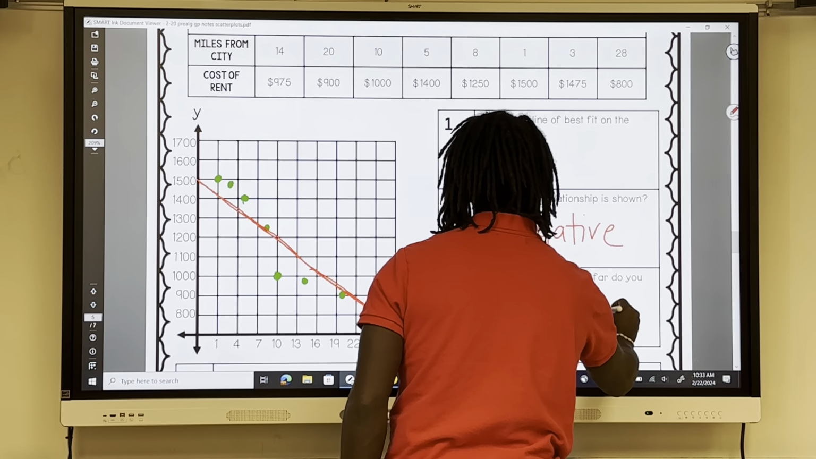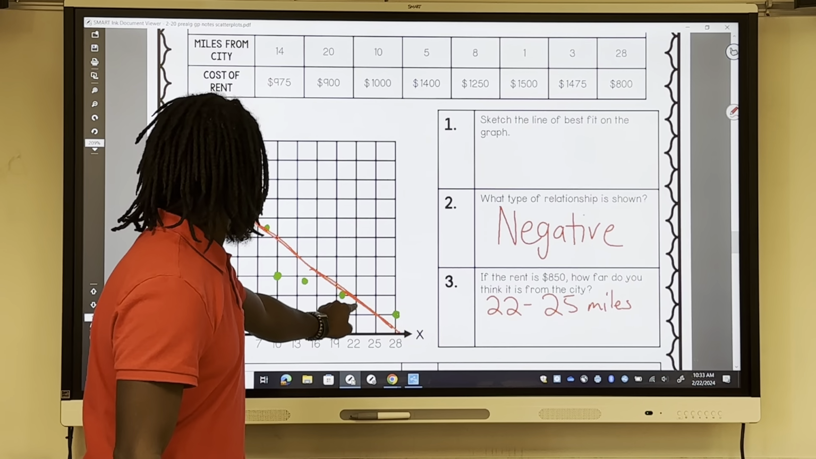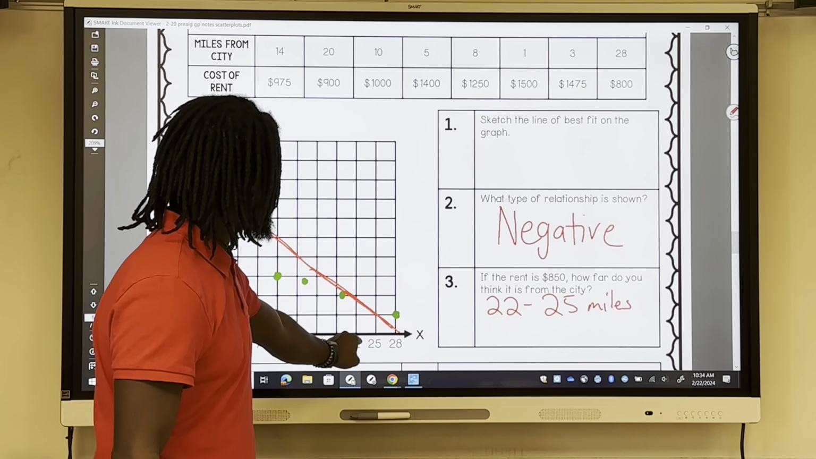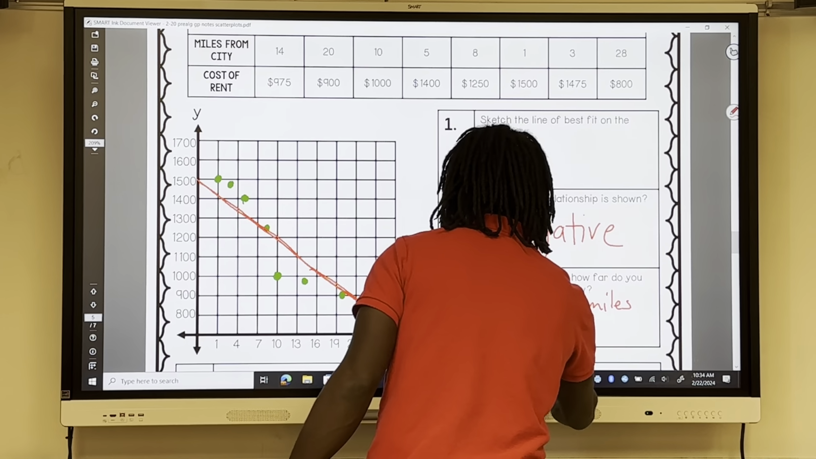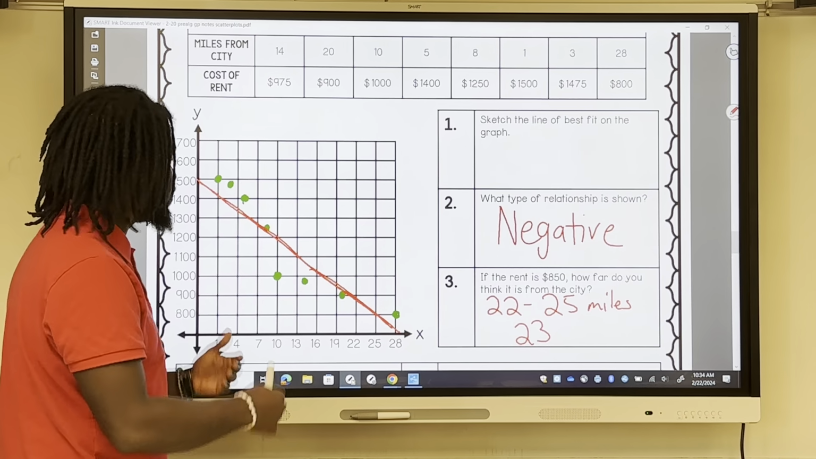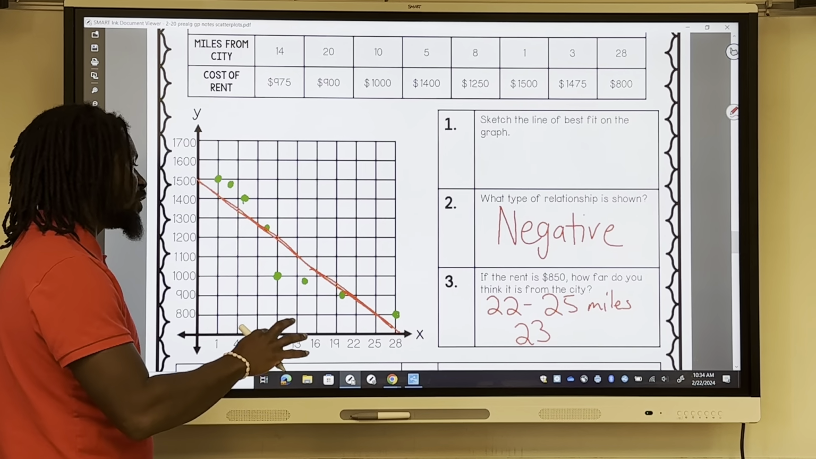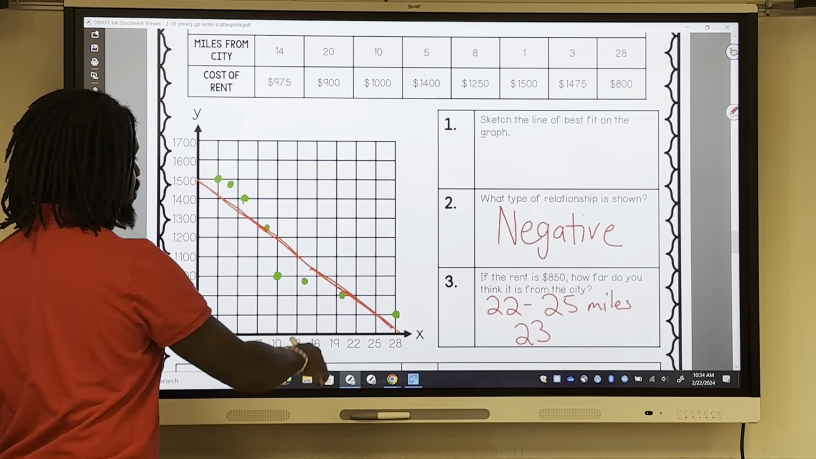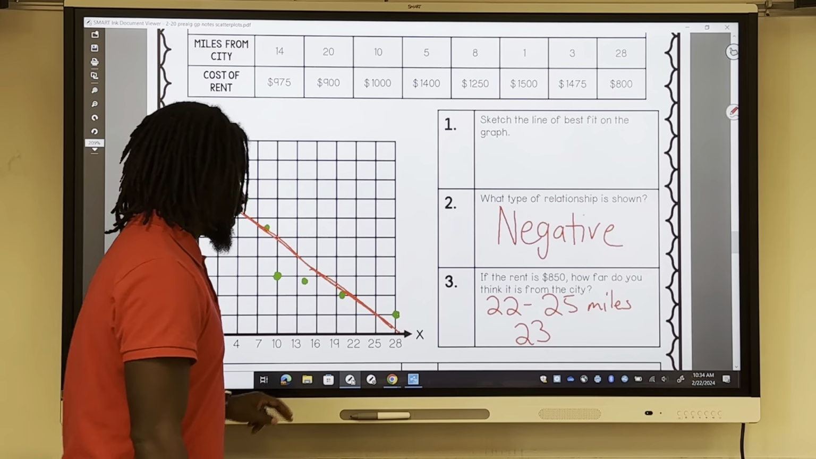So I would say between 22 and 25 miles is where the rent would be $850, because again, $850 is here. If you wanted to be precise, you could say about 23. So somewhere about in the middle is what I would say, what you would expect based on the relationship.